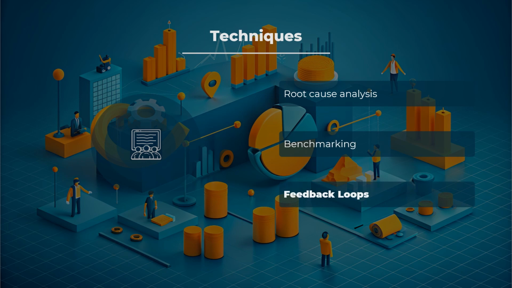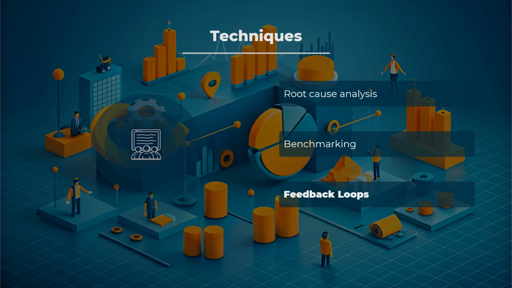Now, let's discuss feedback loops. Purpose: feedback loops involve collecting input from stakeholders, customers, and team members to inform improvements. Types: feedback can be gathered through surveys, interviews, focus groups, and customer feedback systems.